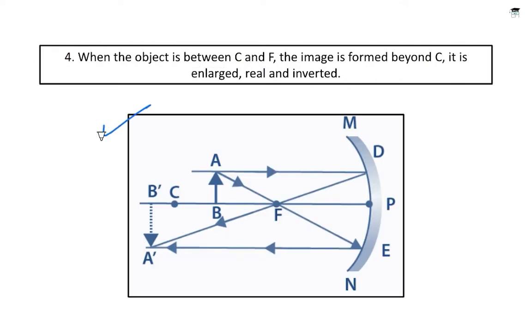So here we have an image of the case we just did. Here the object is placed between C and F. The object is here, AB, and the image is formed beyond C. We have again taken the similar cases of rays. The ray which is parallel to the principal axis after reflection passes through the focus, and the ray which passes through the focus after reflection becomes parallel to the principal axis, and they meet at this point.